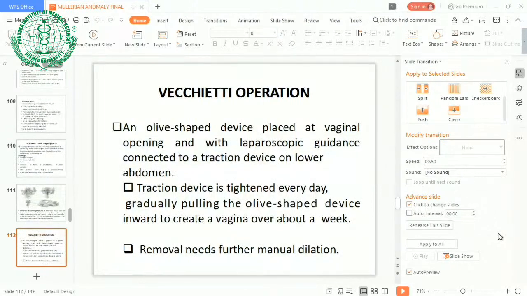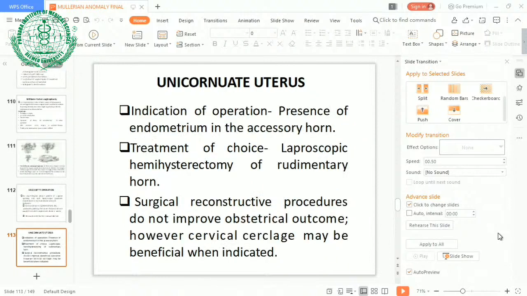Vecchietti operation: an olive-shaped device is placed at the vaginal opening and, with laparoscopic guidance, connected to the traction device on the lower abdomen. The traction device is tightened every day, gradually pulling the olive device inward to create a vagina over about a week. But this is not FDA approved.